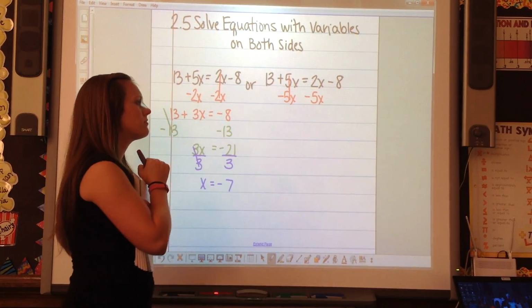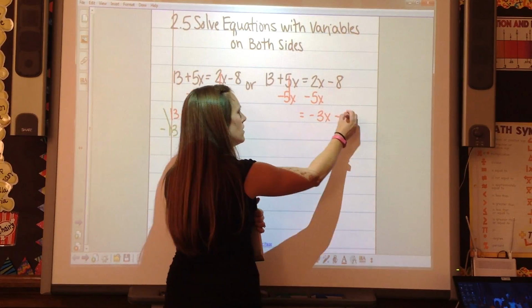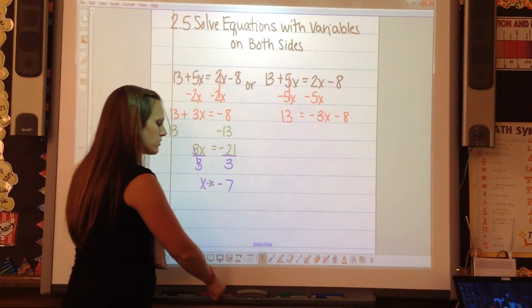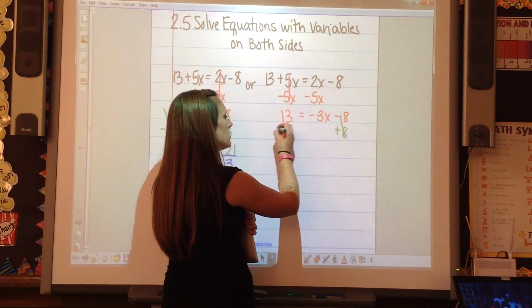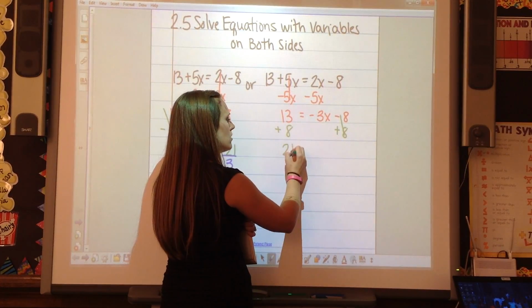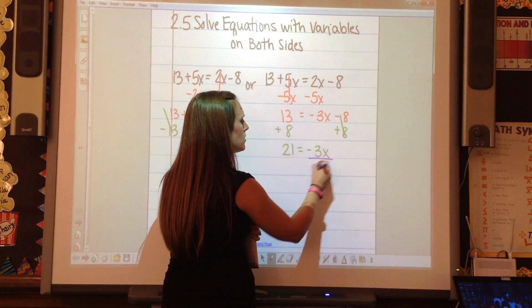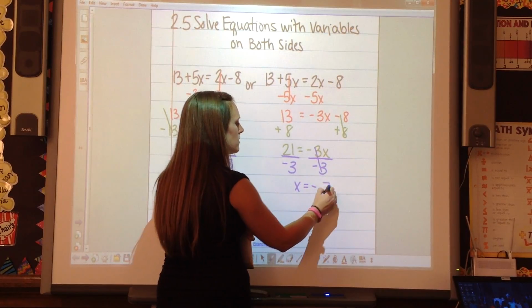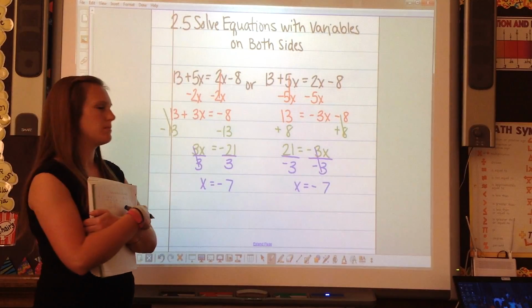2 plus a negative 5 is a negative 3. Here I have 13. I'm collecting the variables on the right side, so I want to move everything else away. Bring the non-variable term over. So x equals a negative 7. Either way is the same amount of steps. Either way, you're going to get the same answer.